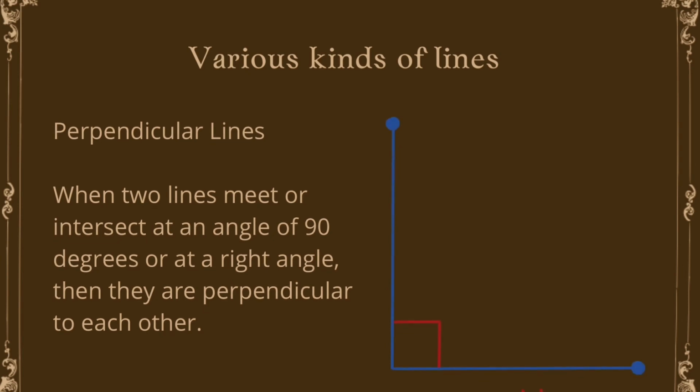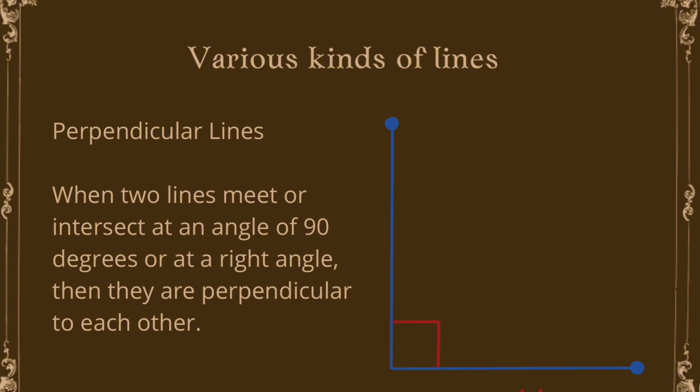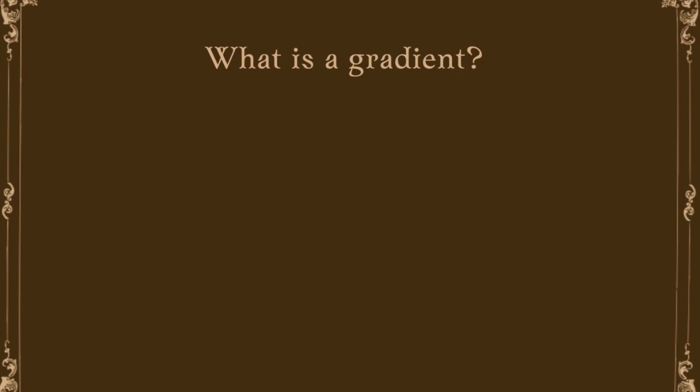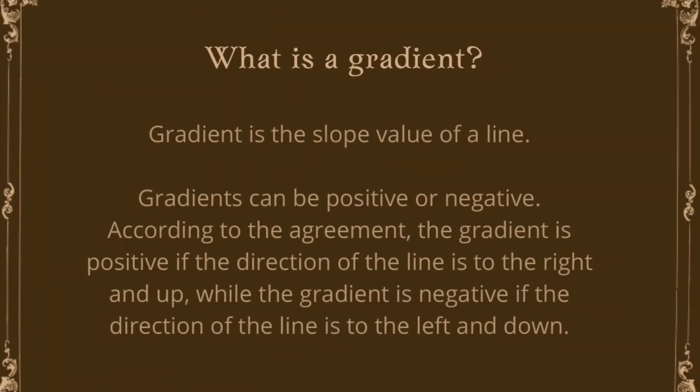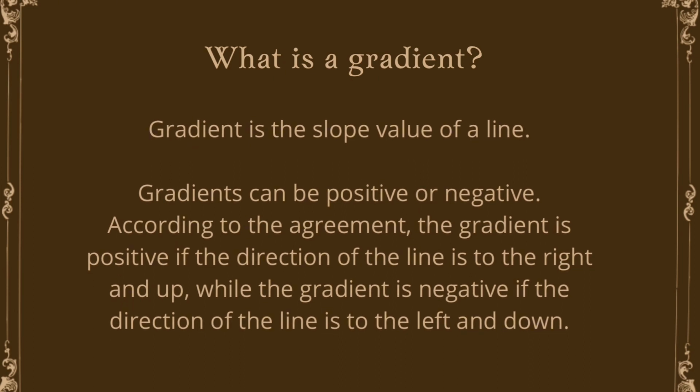When two lines meet or intersect at an angle of 90 degrees, or a right angle, then they are perpendicular to each other. Now, what is a gradient? Gradient is the slope value of a line.